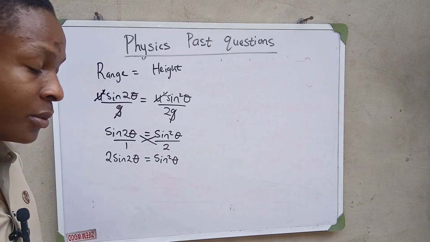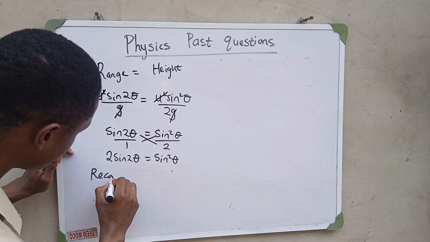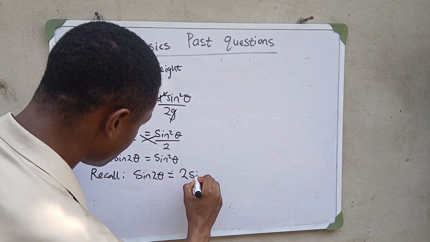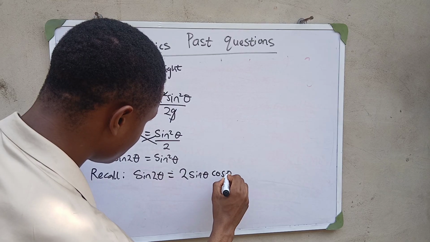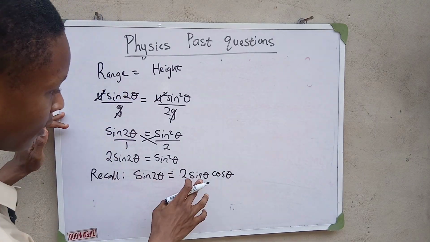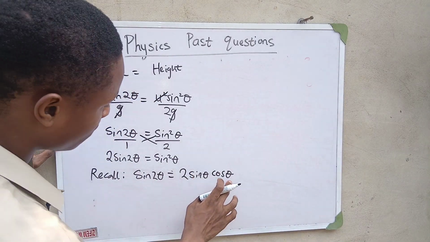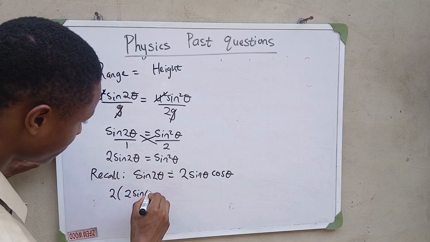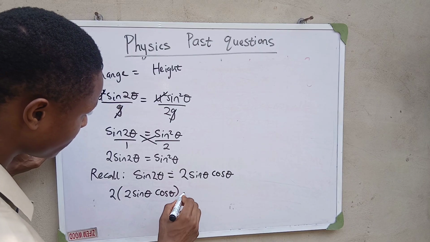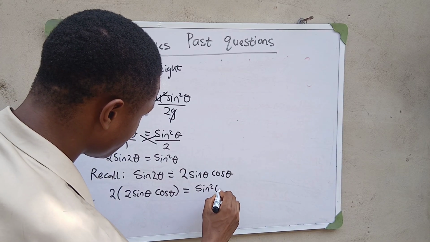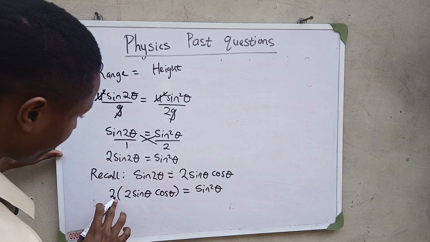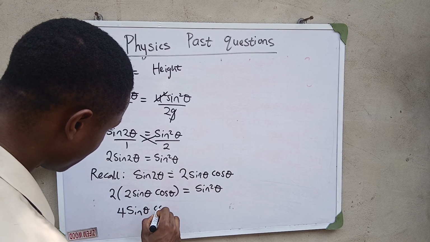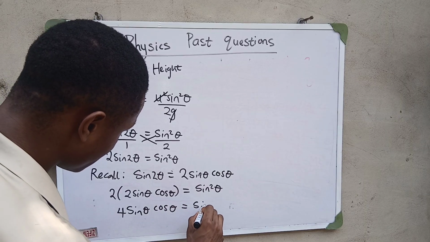Now going back to trigonometry, recall sine 2 theta is equal to 2 sine theta cos theta. So what we are going to do now is replace sine 2 theta with 2 sine theta cos theta. So we have 2 times 2 sine theta cos theta is equal to sine squared theta. 2 times 2 is 4. So we have 4 sine theta cos theta is equal to sine squared theta.